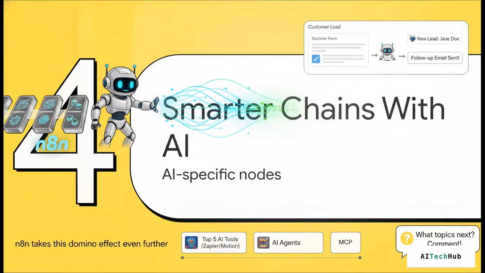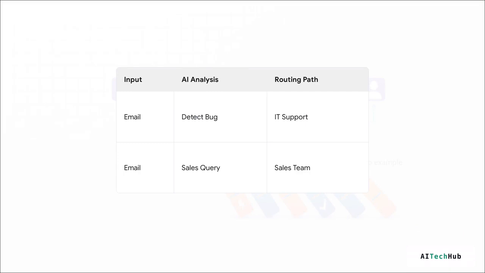Section 4. Smarter Chains with AI. n8n takes this domino effect even further by bringing artificial intelligence directly into the chain. If you followed our recent explainers on AI agents or MCP, this is going to sound very familiar. n8n now features AI-specific nodes that you can drop right into your workflow. Instead of every step being rigid, you can essentially hand off decision-making to an AI mid-chain.